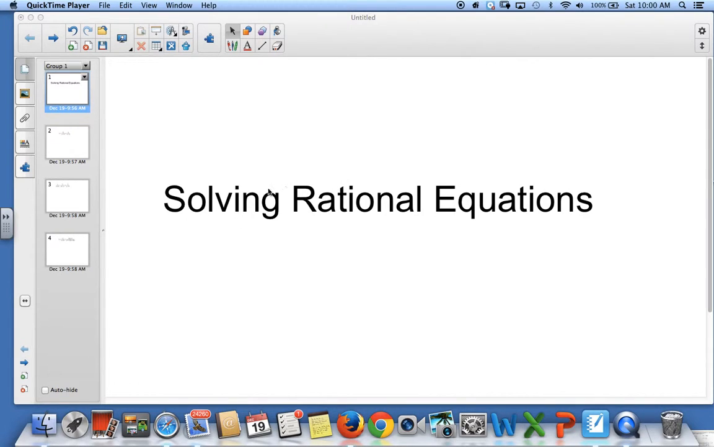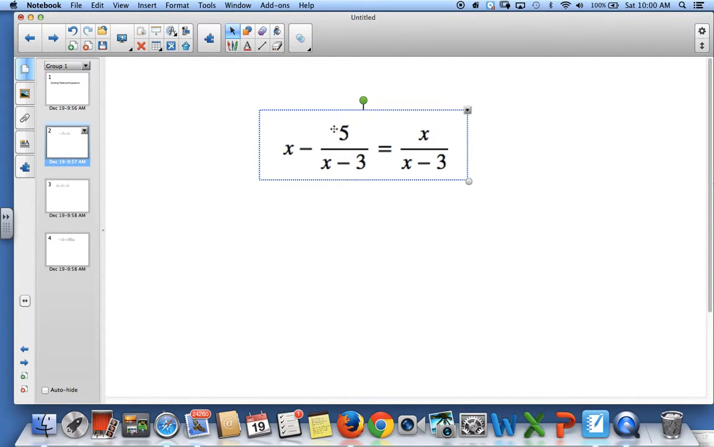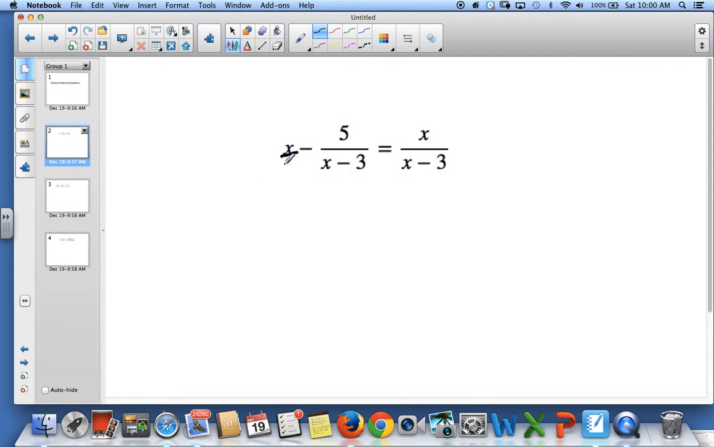Today we're going to work on solving rational equations. Those are basically equations with rational expressions, such as this, where we have fractions within it, rational algebraic fractions. So in this situation, we have denominators of x minus 3, and technically the denominator over here is just 1, so I can think of this as over 1.